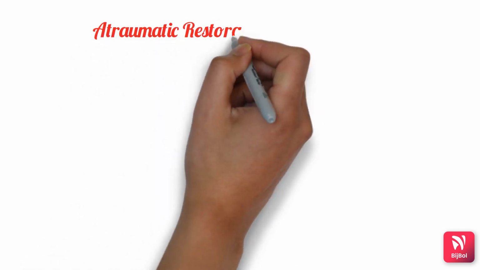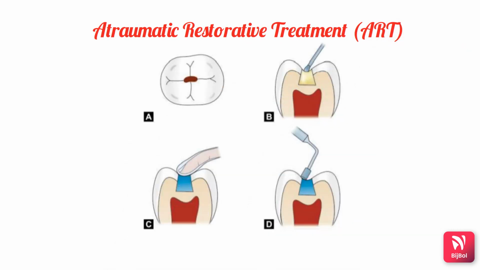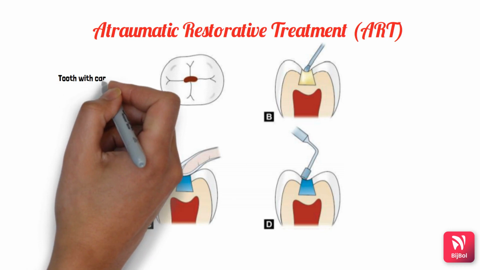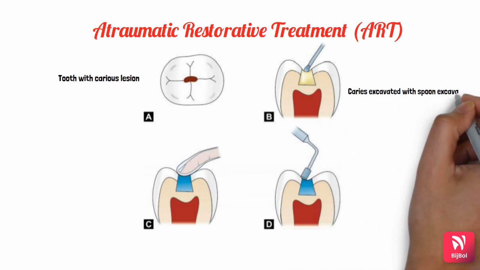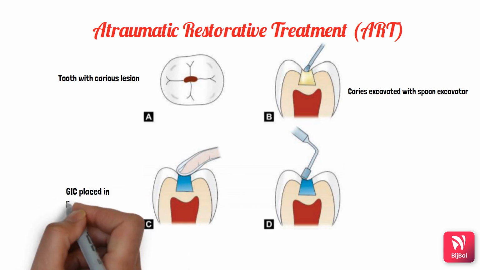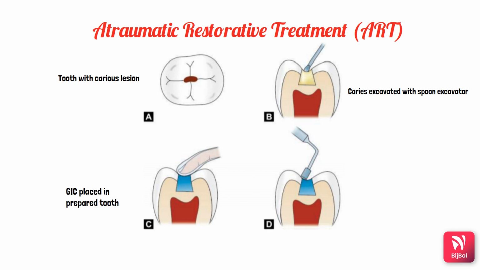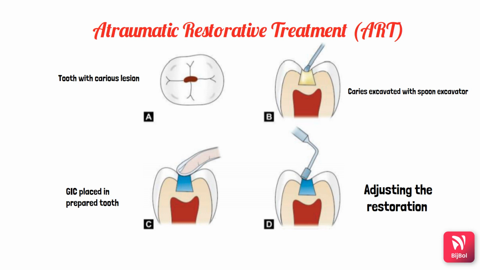If you see the atraumatic restorative treatment, if there is a tooth with a carious lesion, then with the use of the hand instrument, this caries can be excavated with a spoon excavator. Later on, the GIC can be placed into the excavated cavity. With the hand instrument, we can directly place and manipulate the GIC.